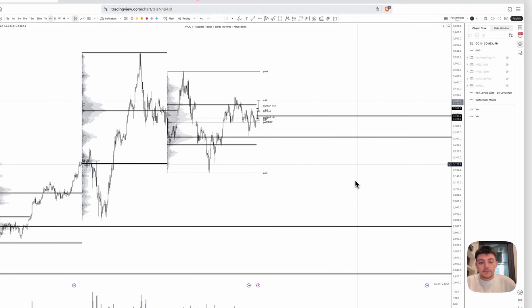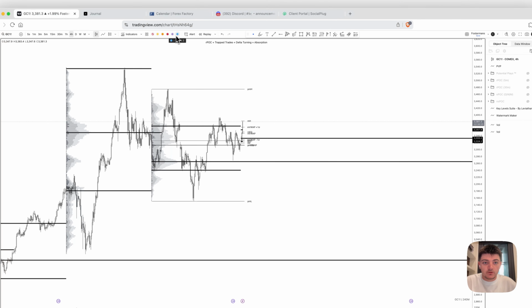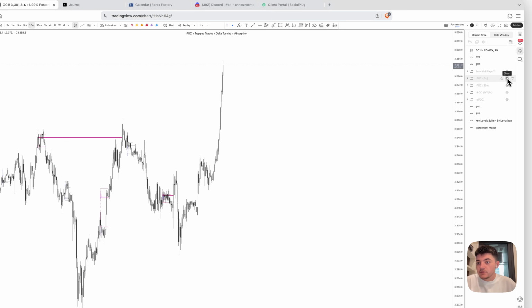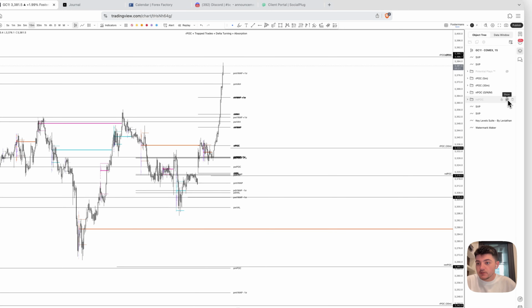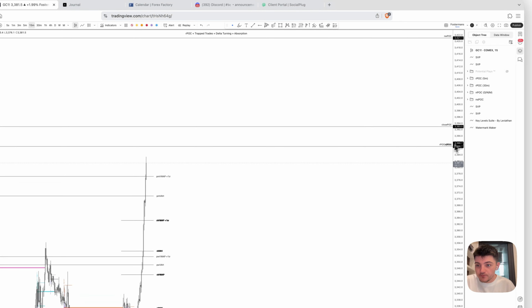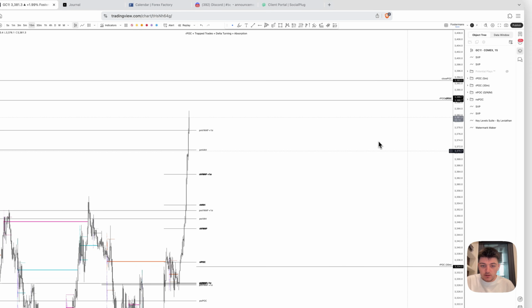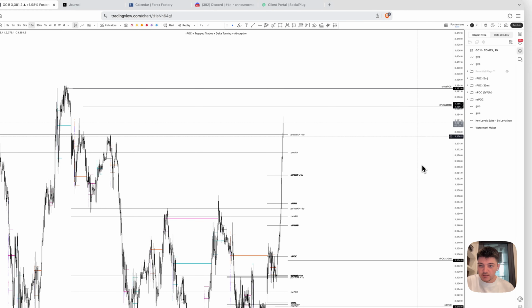And there we go. Okay, and then we go to our potential play, and this is when we turn on all these levels. Okay, and you can already see up here, right? What is one of these? Okay, we got the naked daily POC and a range POC. But they're on the exact same level.